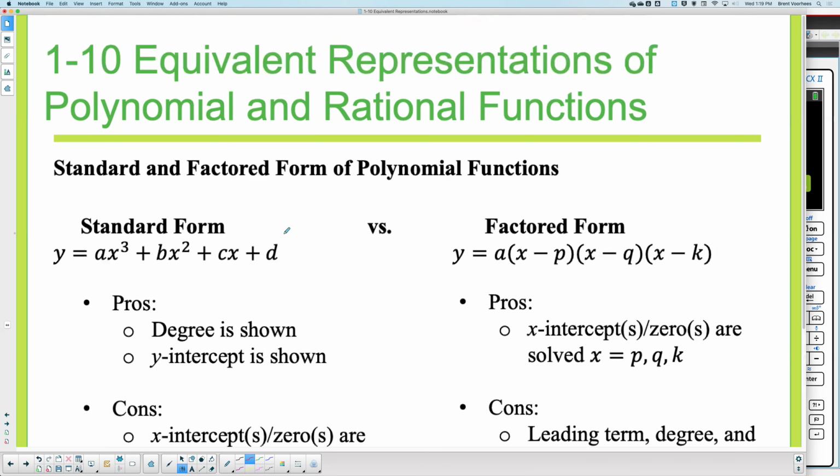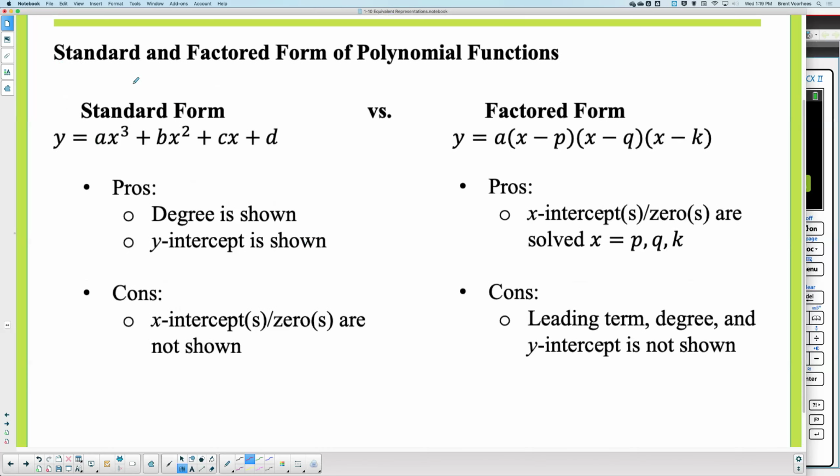All right. On this slide, we walk through what are the two forms that you could see for polynomial. There are two separate forms. There is a standard form and there is a factored form. Here's what you need to know. These equations are equal to one another.